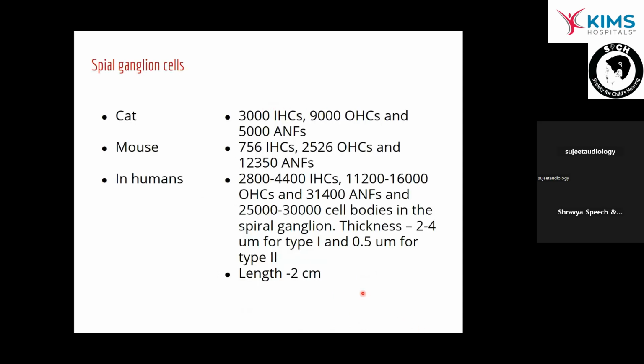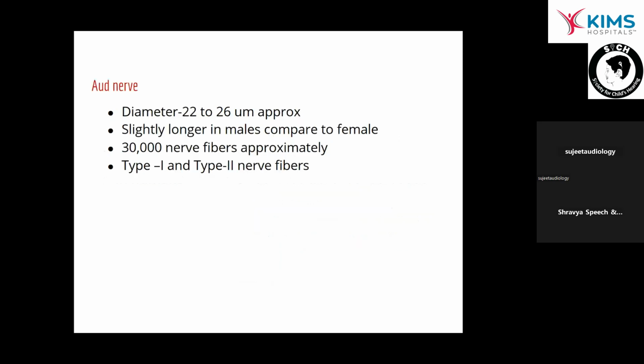Now, the spiral ganglion cells: the total number in humans is roughly 25,000 to 30,000 neurons. The thickness is roughly 2 to 4 micrometer for type 1 and 0.5 micrometer for type 2, and the length is roughly about 2 centimeter. In mouse there are 12,000 odd auditory nerve fibers, and in cats there are about 5,000 auditory nerve fibers. These are the numbers of spiral ganglion cells.